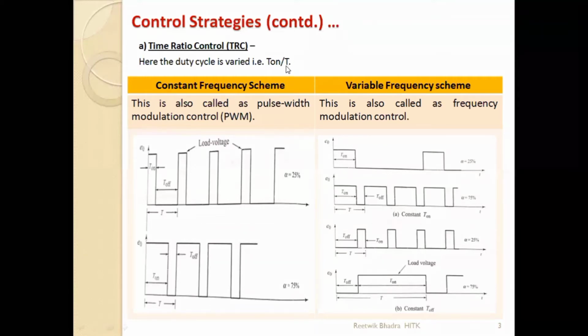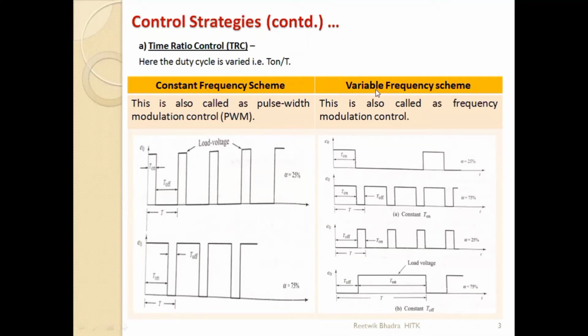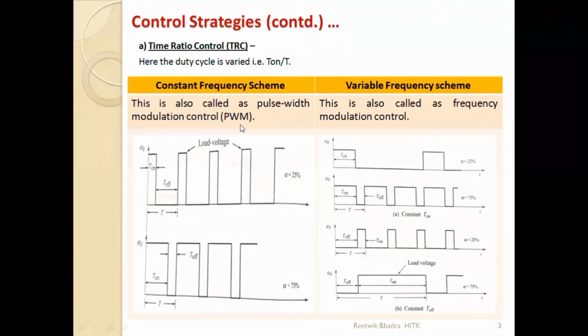So you can change your value of T, or your T on by T off. You have to change T so that you can get your variable frequency. Otherwise you can't get variable frequency. If you keep your T constant, you will get constant frequency. The first, the constant frequency scheme, is also known as pulse width modulation control, PWM.